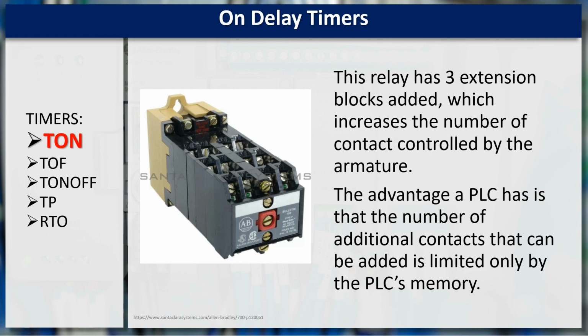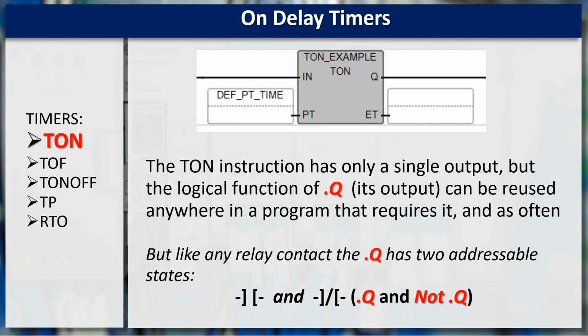The advantage a PLC has is that the number of additional contacts that can be added is limited only by the PLC's memory. The TON instruction has only a single output, but the logical function of .Q, its output, can be reused anywhere in a program that requires it, and as often as required. But like any relay contact, the .Q has 2 addressable states, normally open and normally closed, or Q and not Q.